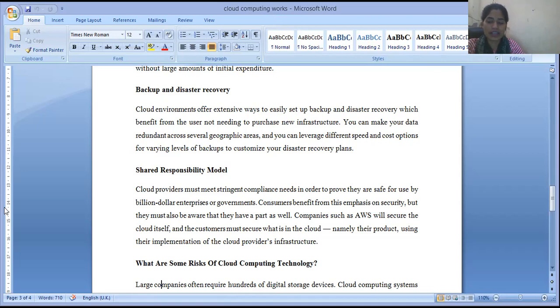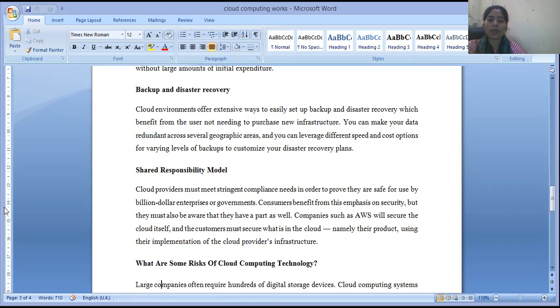Okay, so the next point is the shared responsibility model. What is the shared responsibility model? Cloud providers must meet significant compliance needs to prove that they are safe for use by billions of dollars. What is the meaning of these lines? I'm just explaining it: suppose you are sharing some information from government sites with another person, the sharing responsibilities are basically provided by the cloud service provider, so you can easily share the contents or documents of these sites.